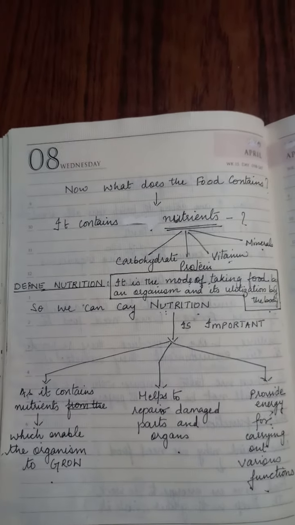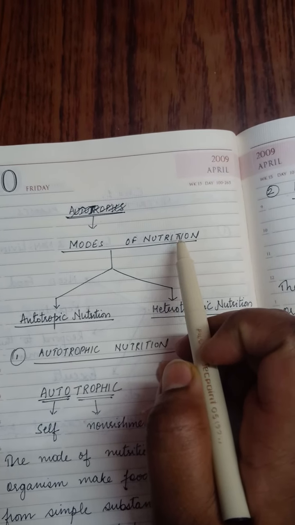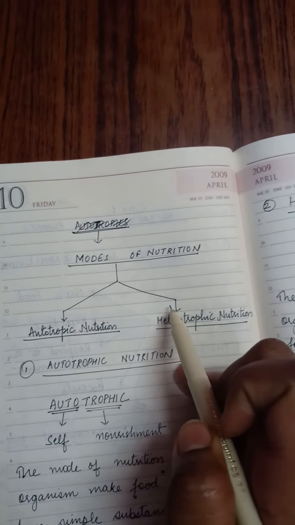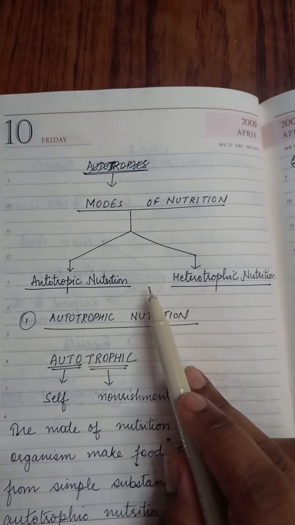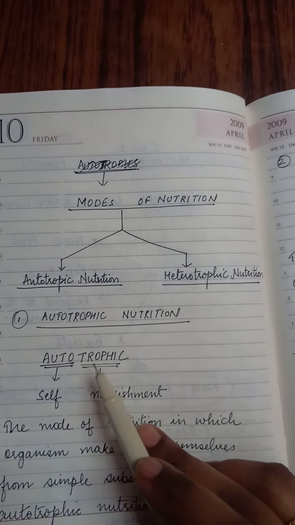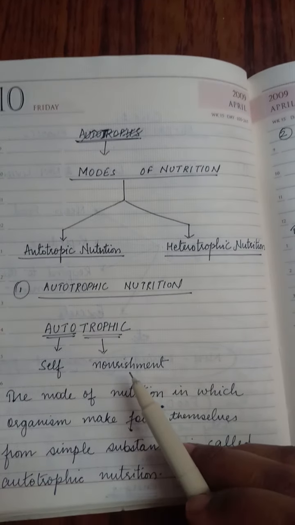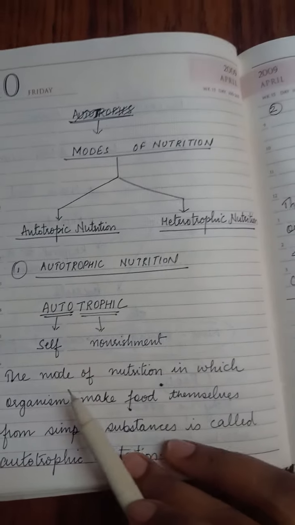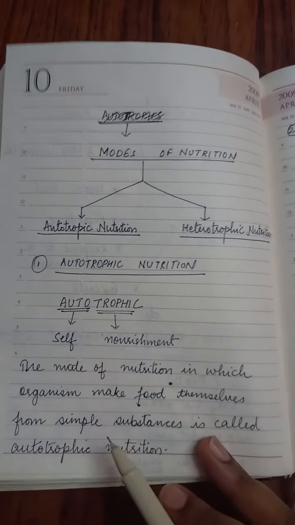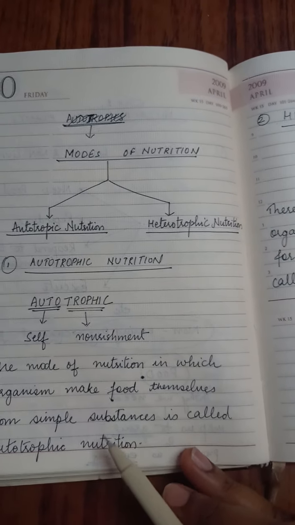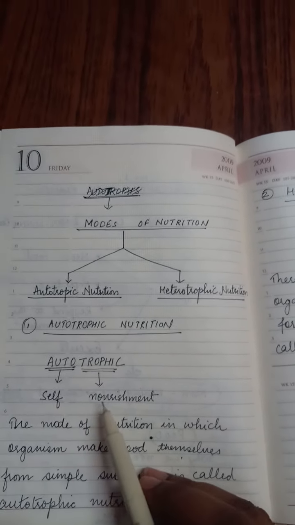Now, when we have already discussed nutrition, let us discuss the modes of nutrition. Basically, there are two modes of nutrition: autotrophic nutrition and heterotrophic nutrition. Autotrophic nutrition. Can you split this term? Auto plus trophic. Auto means self. Trophic means nourishment. So now can you define it? The mode of nutrition in which organisms make food themselves from simple substances is called autotrophic nutrition. That is why it is called self-nourishment.